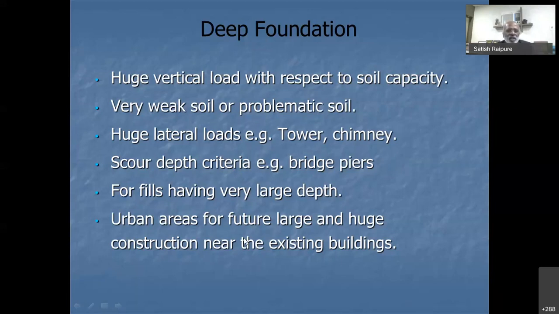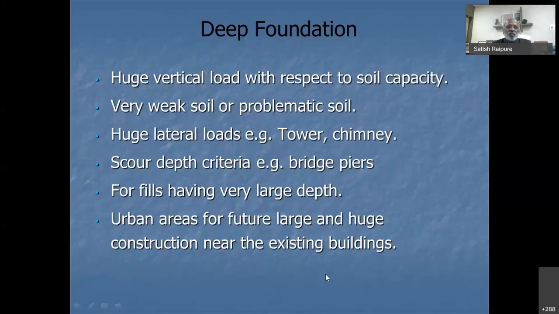So that's why this criteria is very important, and you should always be careful while putting the foundations, especially for the bridges on the river. For fields having very large depth, the road network is increasing day by day, and they are increasing 2 lanes to 4 lanes, 4 lanes to 6 lanes, and many times they have to cut the hill. And to retain the fields which have a very large depth, we will have to provide some soil stabilization and soil retention. There we can use such type of foundations.